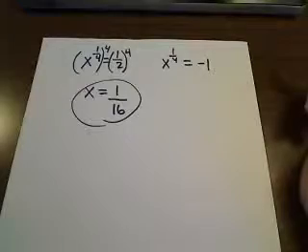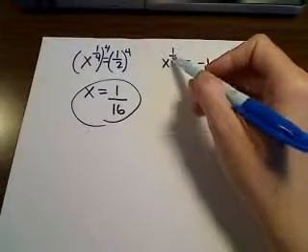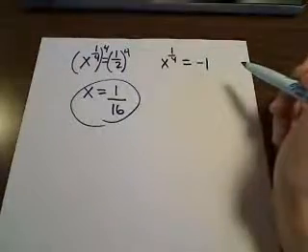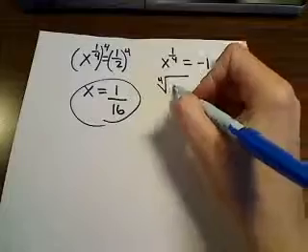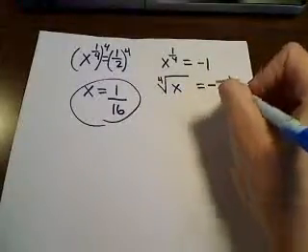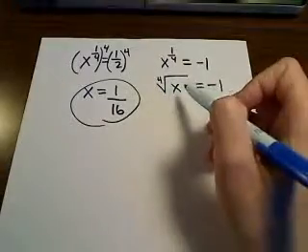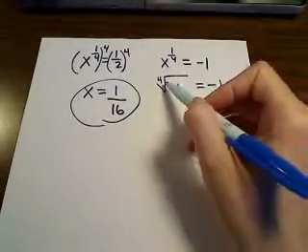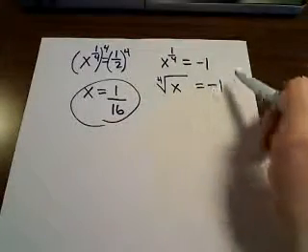Now, on this one, we actually have to notice that this is x to the 1/4 equaling a negative. Remember what this is. This is actually the 4th root of x equaling -1. Because this is an even root, there's no way I'm going to be able to take the 4th root of some value and get out a negative.